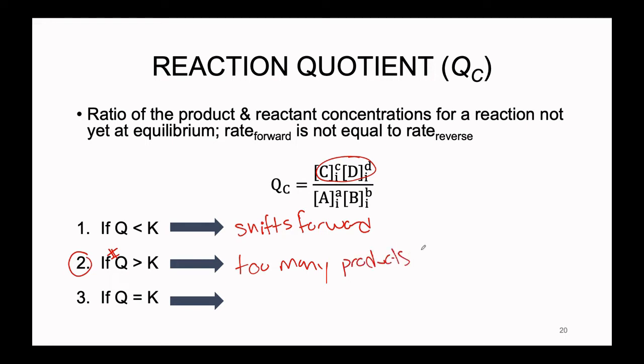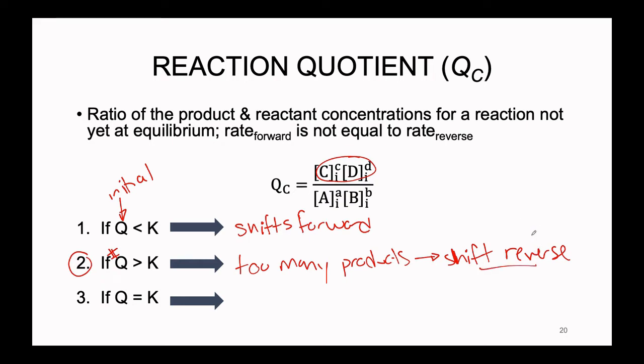All right, and if you have too many products, then the reaction must spontaneously shift in reverse. It must shift away from the product and more towards the reactant in order to balance this product to reactant ratio. Right, so in the first situation, if your Q, represented again by initial conditions, is too small compared to your K, your reaction must shift forward. If your Q was too large, then your reaction must shift backward.